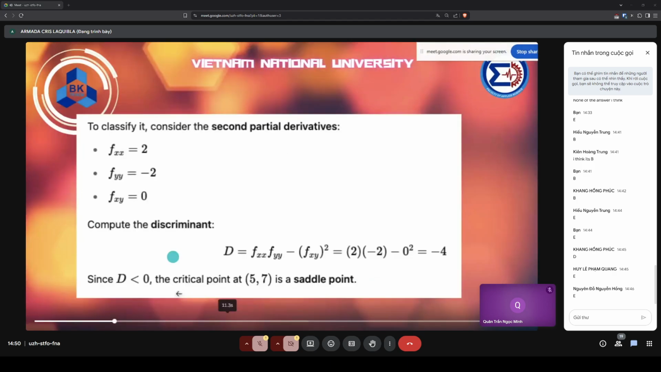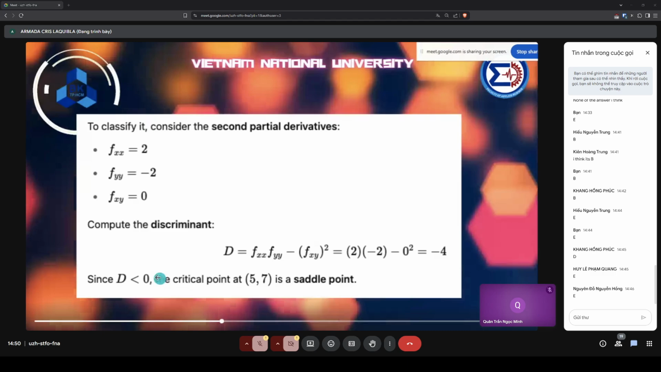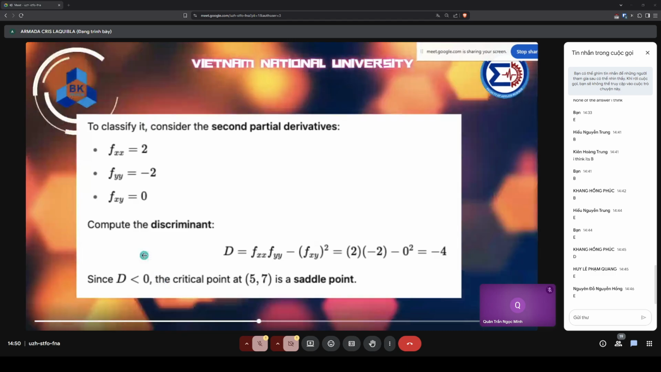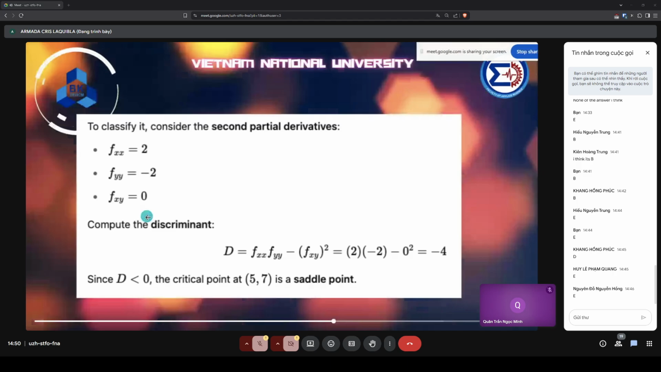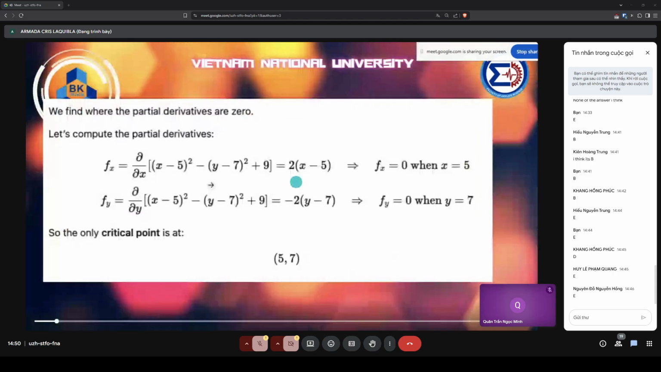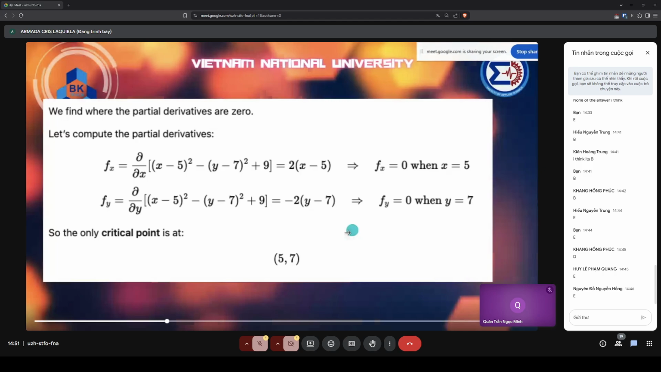Now compute the determinant. This is fxy, class, right? And in your fx, there is no y here, so the whole thing is considered constant. So the derivative of that is 0.